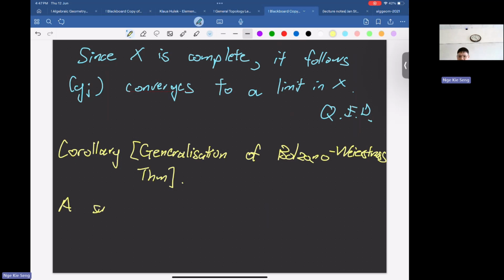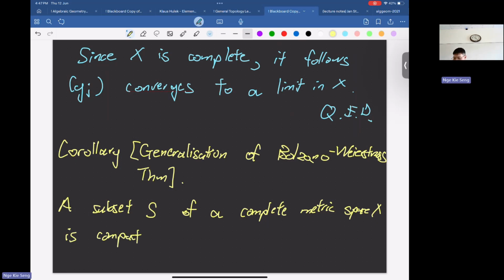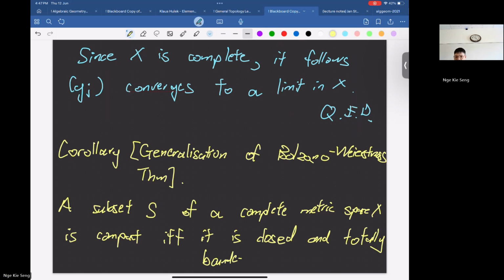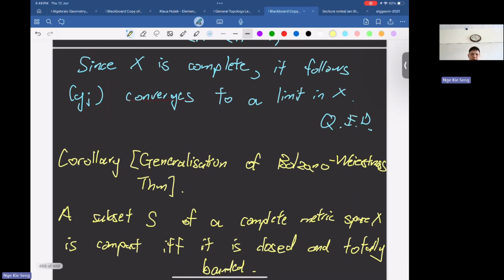So a subset X of a complete metric space, because R is a complete metric space, right, is compact if and only if it is closed and totally bounded. Let's quickly talk about this. What have we established? We say that X is compact. What have we proved just now? If and only if it is complete and totally bounded.